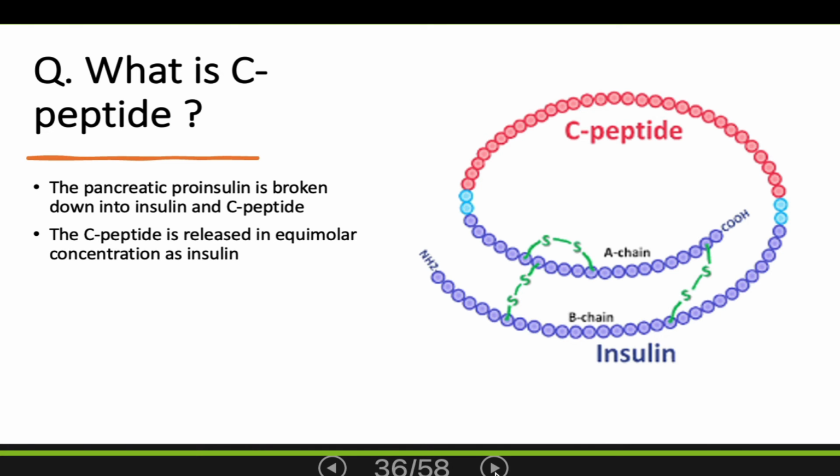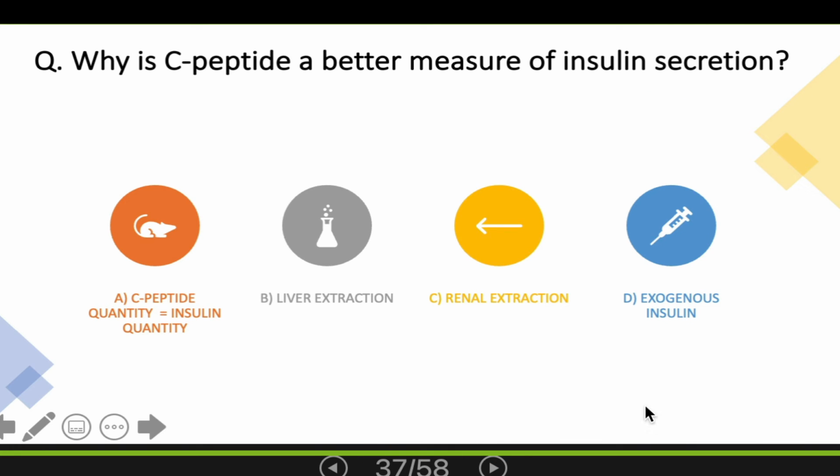C-peptide is basically, remember, proinsulin is broken down into insulin and C-peptide. So there is an equimolar secretion of C-peptide. For every amount of insulin that is released, there is an equal amount of C-peptide released. Now the good thing about C-peptide is that it is not extracted by the liver. The endogenous insulin goes to the portal circulation, so the majority of it is extracted by the liver, whereas C-peptide escapes this.